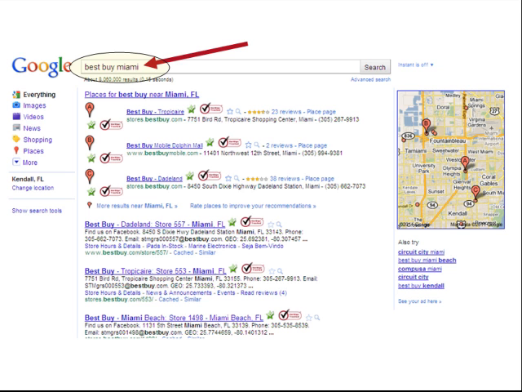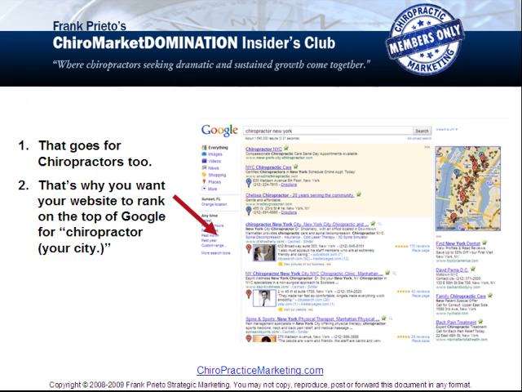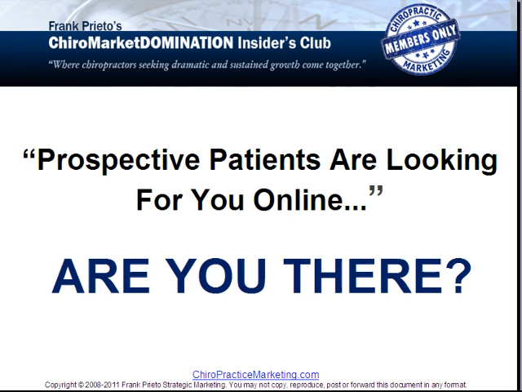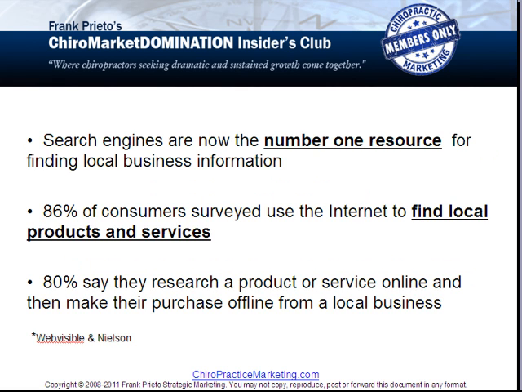That goes for chiropractors too, and is the reason you want your website to rank at the top of Google for "chiropractor your city." Prospective patients are looking for you online. Are you there? Search engines are now the number one resource for finding local business information. 86% of consumers surveyed use the internet to find local products and services.